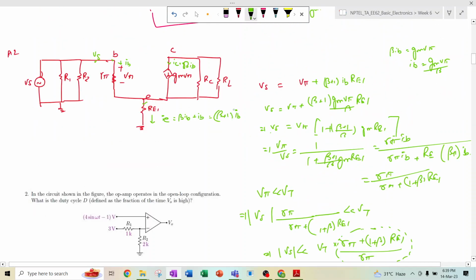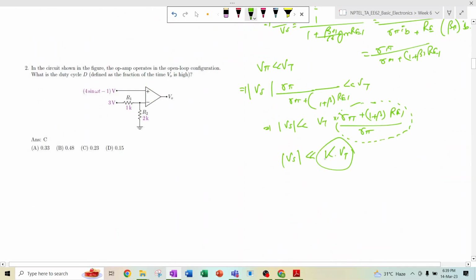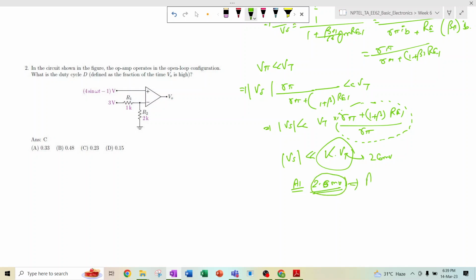So we can say that for the A2 configuration, if Vt is 26 millivolt, in case of A1 configuration you can apply a maximum of 2.6 millivolt of AC voltage, because in case of A1, Vs should be much less than Vt, right? In case of A2, Vs should be much less than k times Vt. Suppose k is equal to 10, that means this is 260 millivolt. So that means you can easily apply a larger amount of input voltage without distortion. It can be amplified, right?